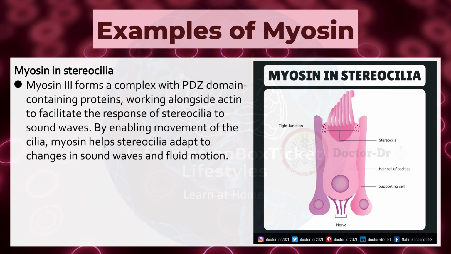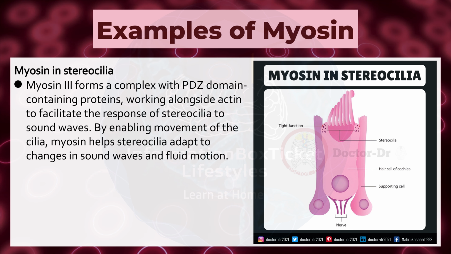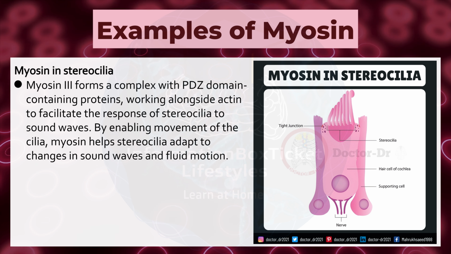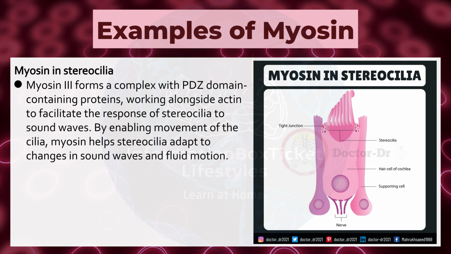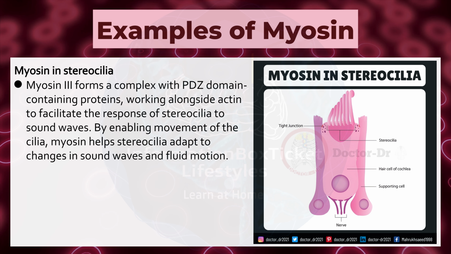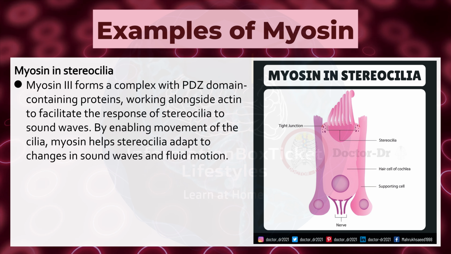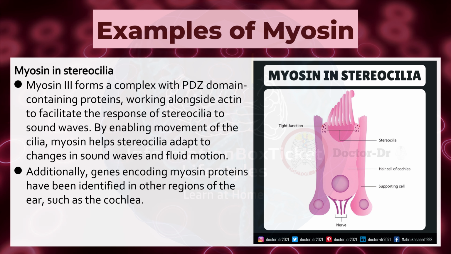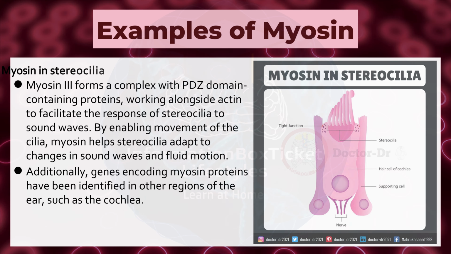Myosin 3 forms a complex with PDZ domain-containing proteins, working alongside actin to facilitate the response of stereocilia to sound waves. By enabling movement of the cilia, myosin helps stereocilia adapt to changes in sound waves and fluid motion. Additionally, genes encoding myosin proteins have been identified in other regions of the ear, such as the cochlea.